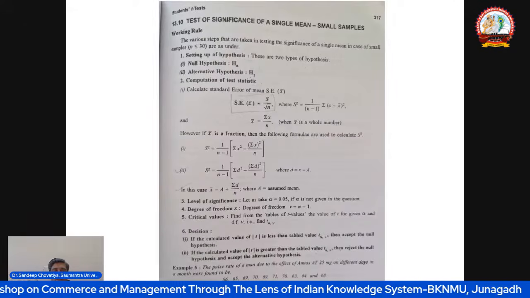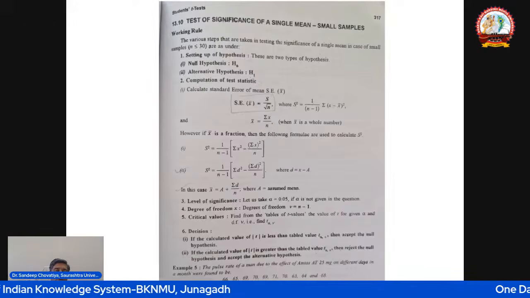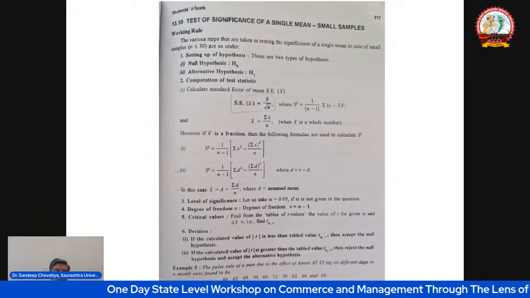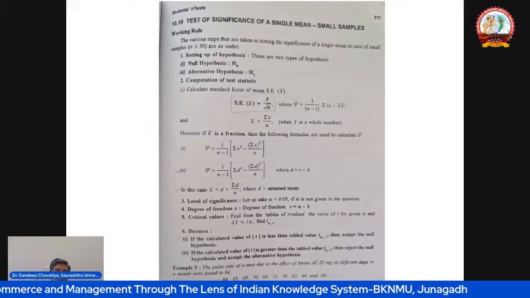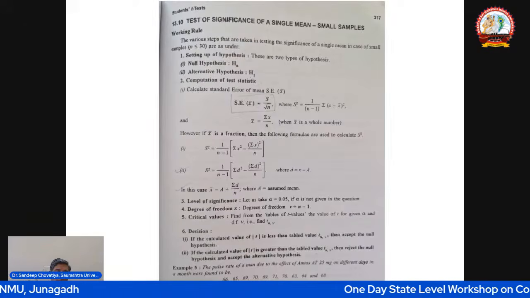In this also, when we see the working rule, we set up the hypotheses, null hypothesis and alternative hypothesis. Then we do the computation: we find the standard error of the mean with the help of the standard deviation and the number of samples. If the standard deviation is not given, we can find it with the help of the assumed mean method.